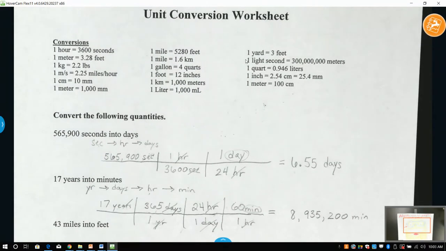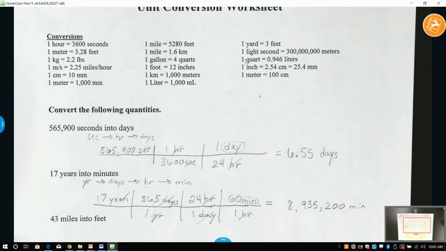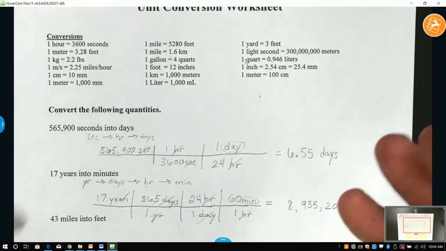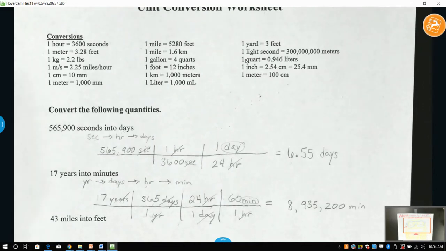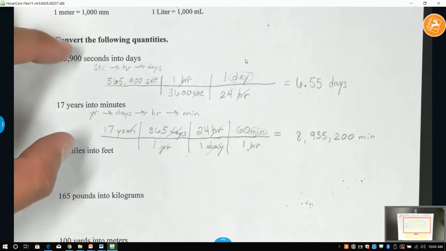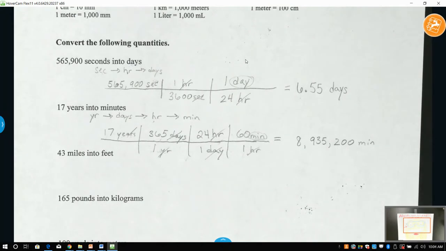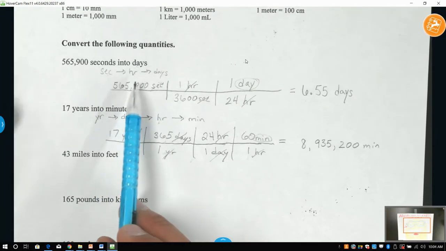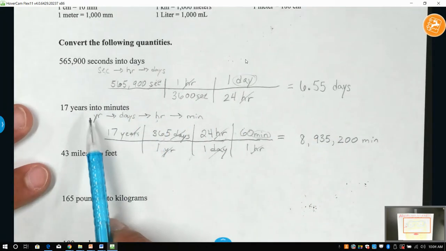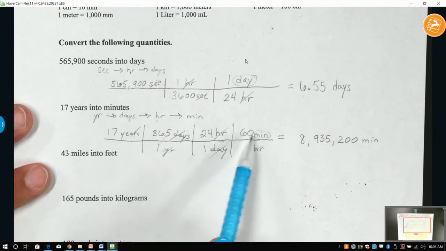So we're going to continue on with the unit conversions here, using these conversions at the top and other conversions that may not be listed, but we should know just from everyday use. You have to go through and solve these. So we had two examples here, converting from seconds to hours to days, years into minutes.